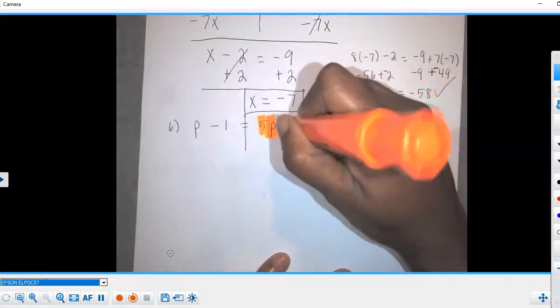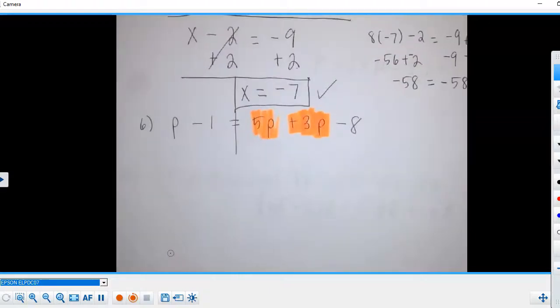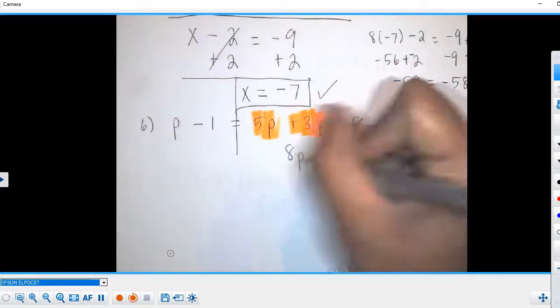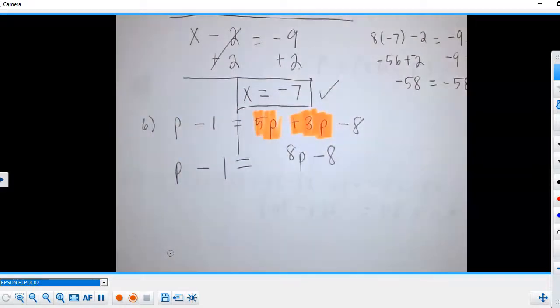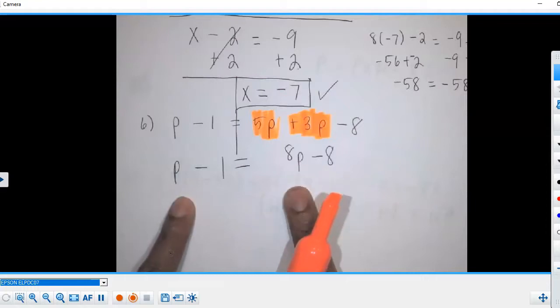Okay, I think it's important also to include that sign. So I'm going to add those two together. And so, of course, 5p plus 3p is 8p minus 8. Drop down my equal sign, and then drop down that p minus 1. And there we go. Now we're back to the p's being on both sides.